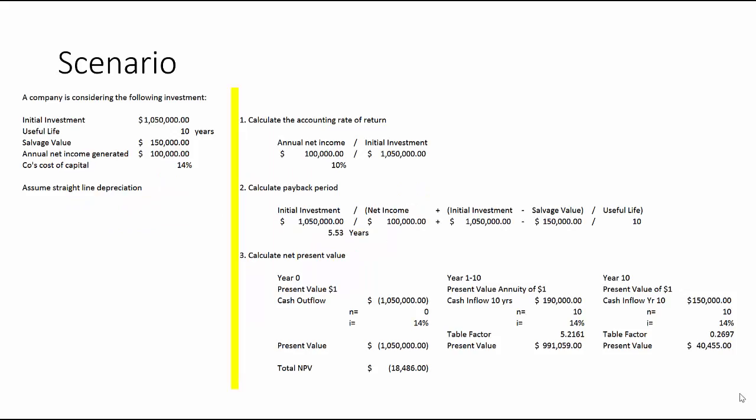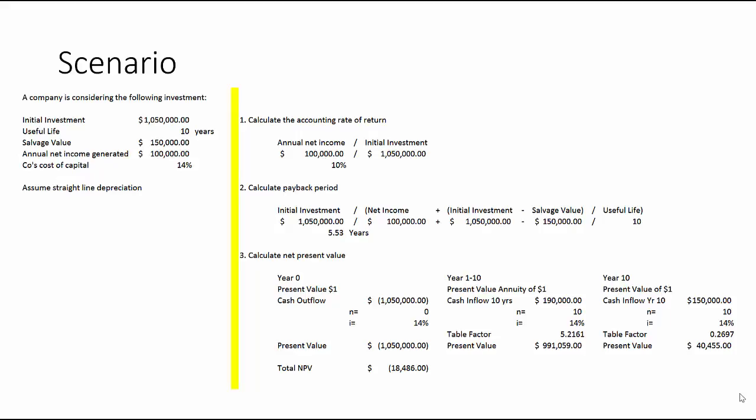Next, let's take a look at present value calculations. For our initial investment of $1,050,000, that's a cash outflow. That's why we're showing it as a negative number, because we're actually using that money, and the net present value of that is a table factor of 1, because it's a one-time payout. It's happening right now. So the $1,050,000 is the present value.